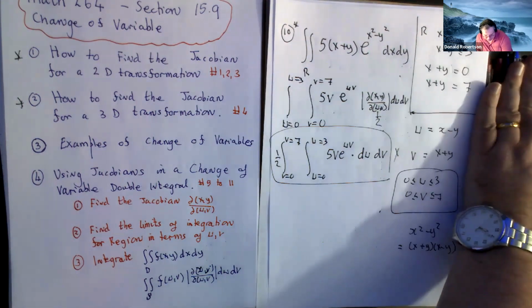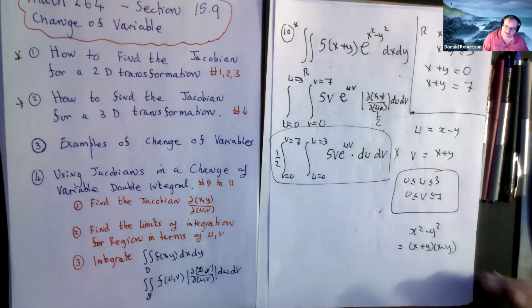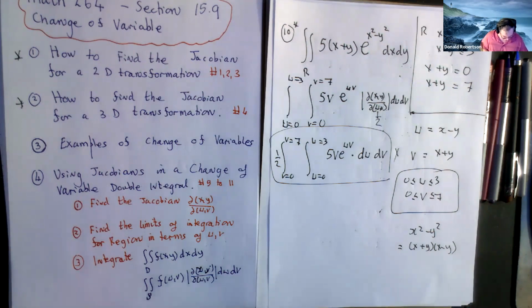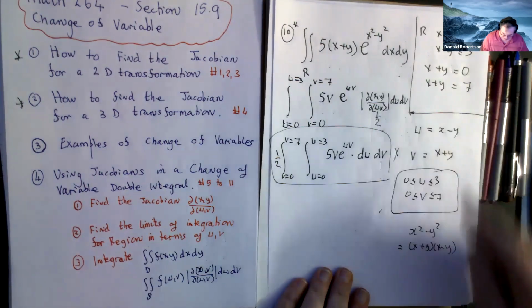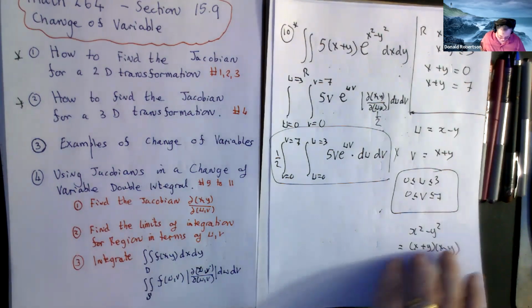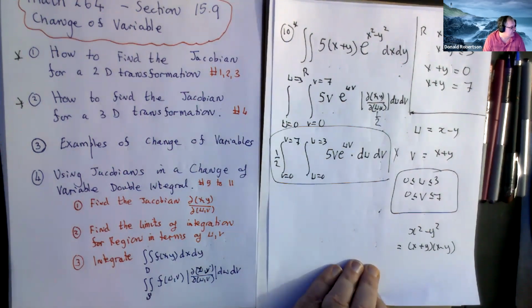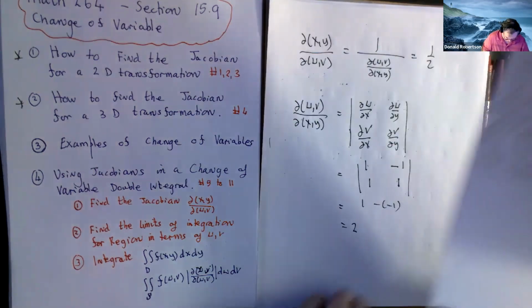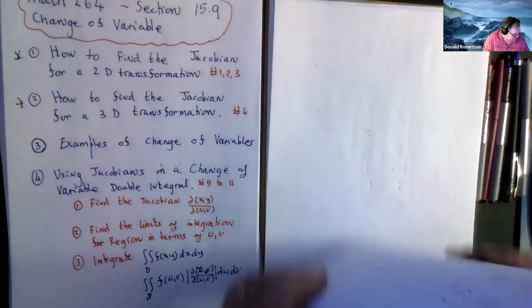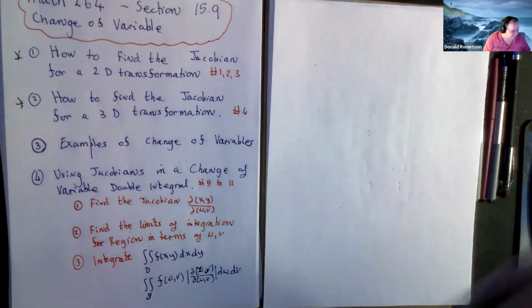So we've kind of moved away from drawing the picture and creating the UV space, the new region S, to choosing our U and V substitutions based on the information that's given to us in the region R. So to finish this section, question 11.